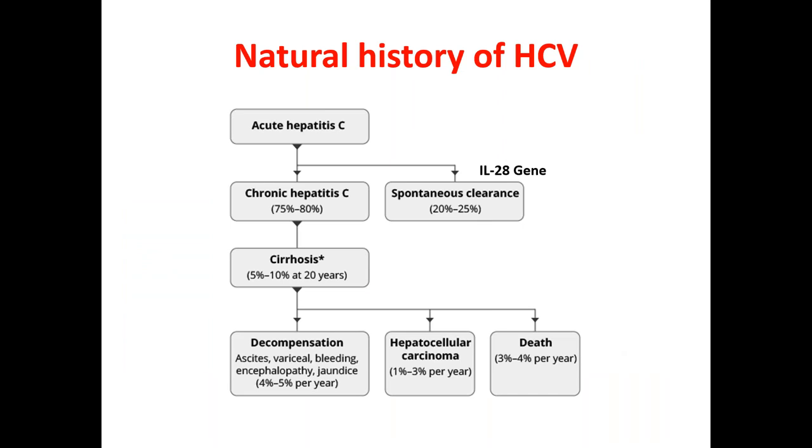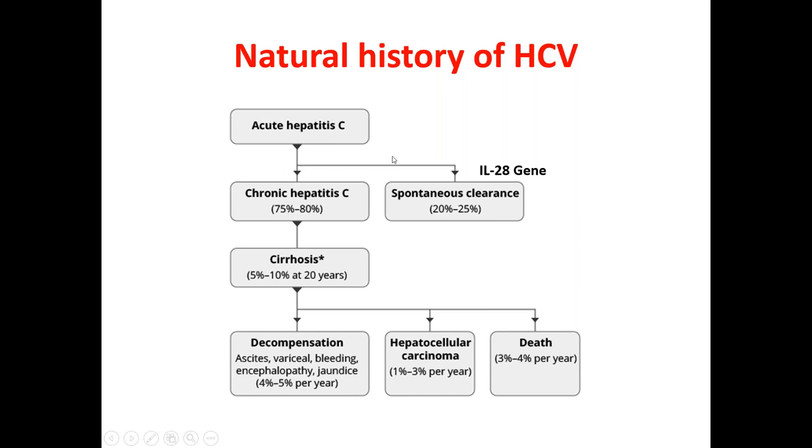Now, what is the natural history of HCV? Once the virus enters your body, you will have acute hepatitis C. The majority of individuals having this type of acute hepatitis are asymptomatic. Only 5% of patients are symptomatic, and they will have some jaundice, fatigue, or malaise. But the unfortunate part is that the majority of individuals will land up in chronic hepatitis C virus infection. This is because the immune system is not very effective at controlling this virus.